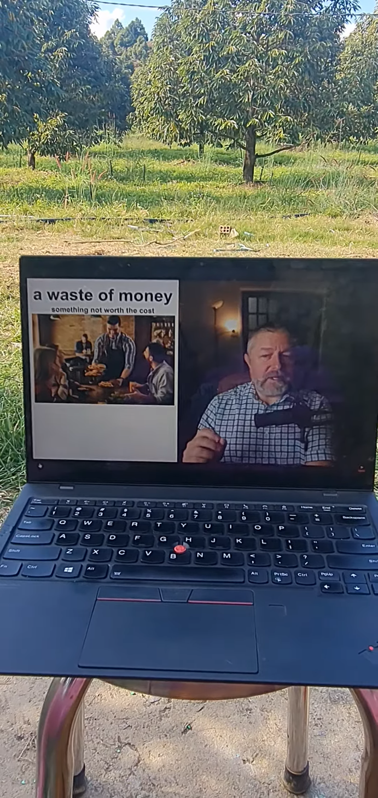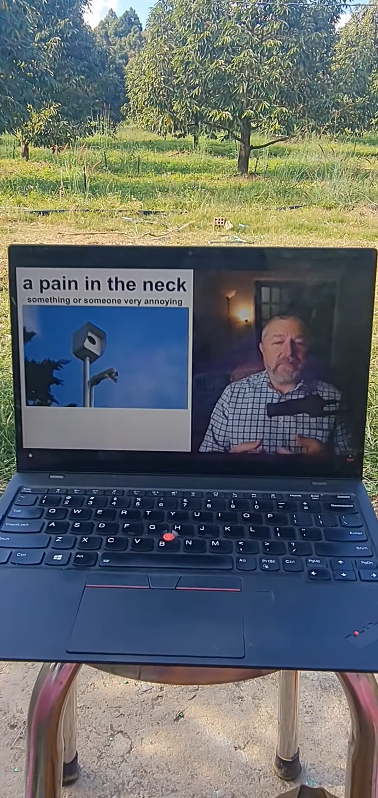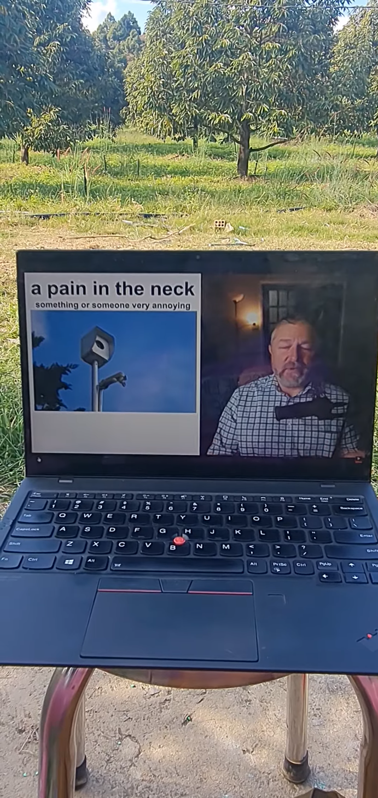A pain in the neck, something or someone very annoying. So this is a speed camera. Yesterday, the government in Ontario, Canada, said that they might ban speed cameras and red light cameras because people think they are a pain in the neck. So when something is a pain in the neck, it's very, very annoying.